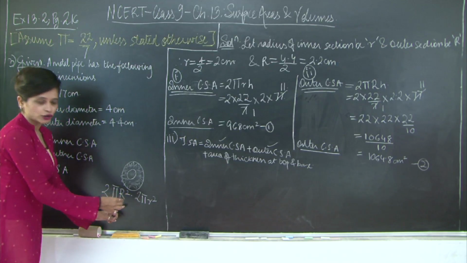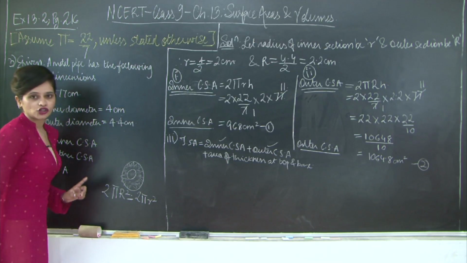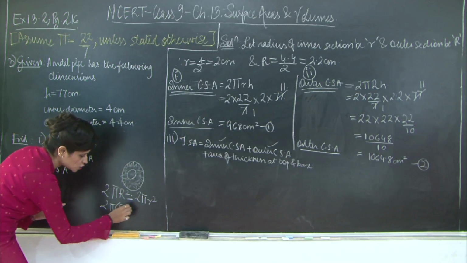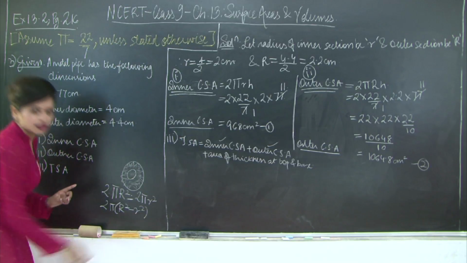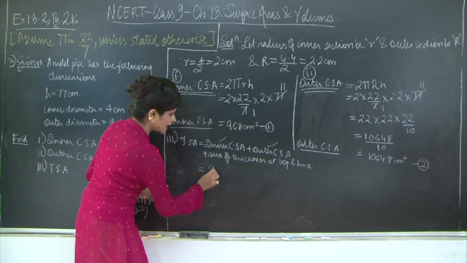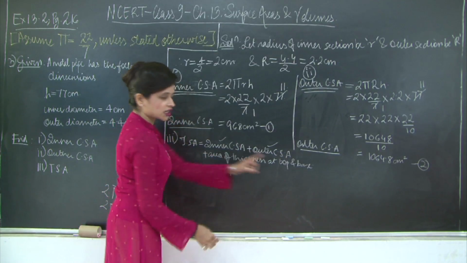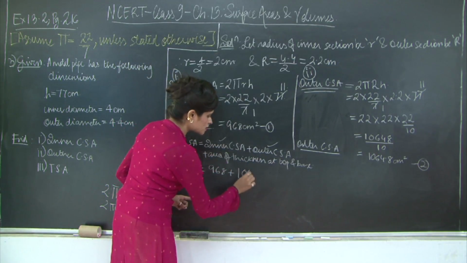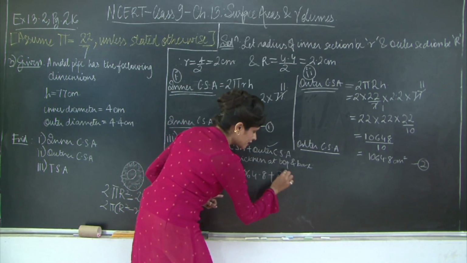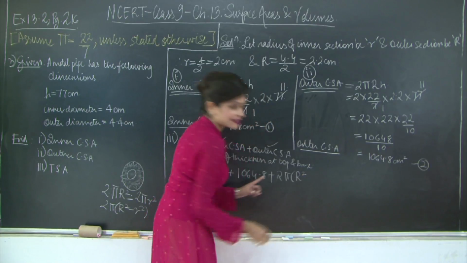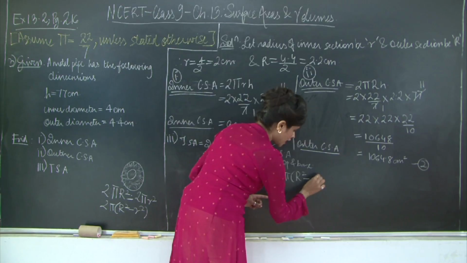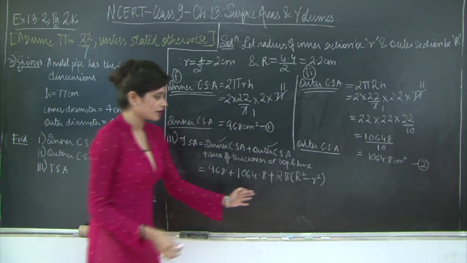So what is the thickness going to be? The thickness is going to be the difference of these two. So when you take 2 pi common, outside you are left with R square minus r square. So this is what it is going to be. Inner curved surface area is going to be 968 plus outer curved surface area 1064.8 plus 2 pi capital R square, that is the radius of the exterior pipe, minus r square, that is the radius of the interior region of the pipe.